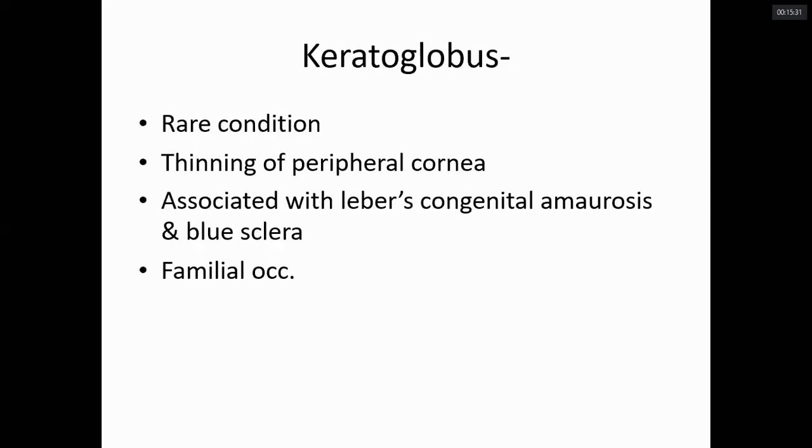Keratoglobus. It is a rare condition. In keratoconus, there is central corneal thinning, whereas in keratoglobus, there is peripheral corneal thinning. And it is associated with Leber's congenital amaurosis and blue sclera. It is occasionally familial, but it is rare compared to keratoconus.